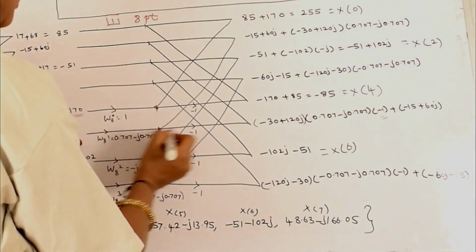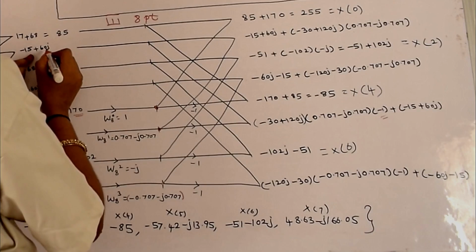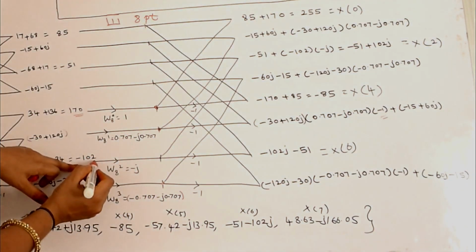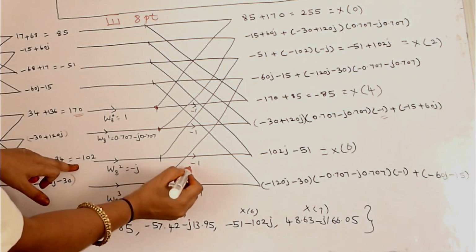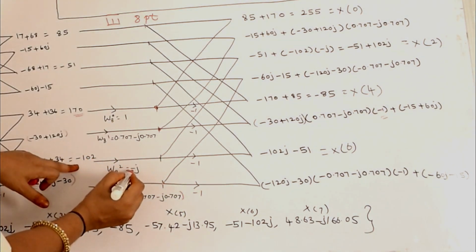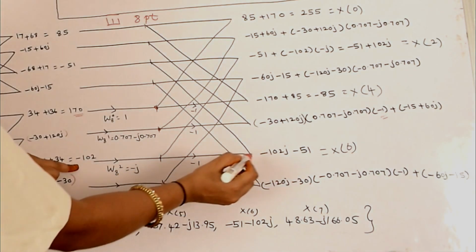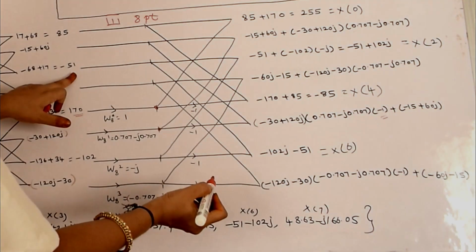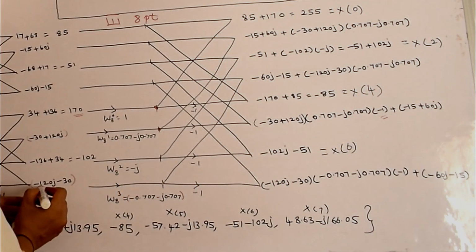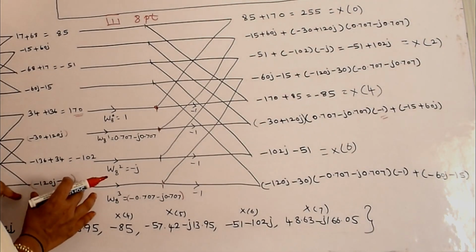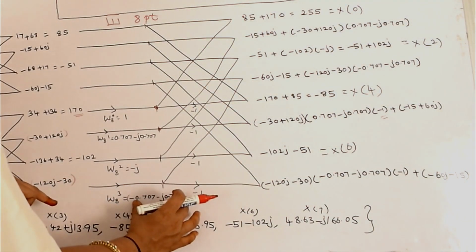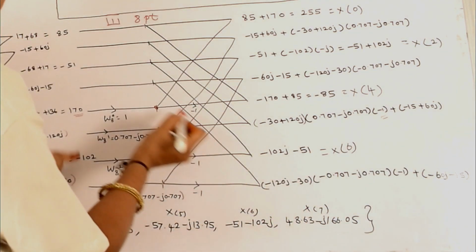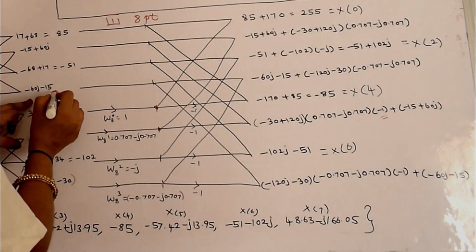Plus the second input from here, minus 15 plus 60j. For the next one, minus 102 into minus j into minus 1. Minus into minus is plus, plus into minus is minus. So it will be minus 102j minus 51 from here. Okay. The next one, minus 120j minus 30. You have to multiply this whole term with this whole term along with the minus 1 value. I have written it here. The next input is minus 60j minus 15.